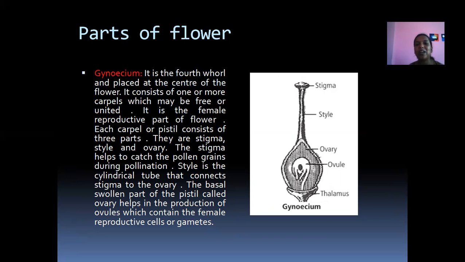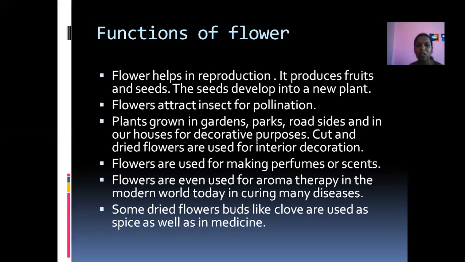These were the parts of the flower. Now we'll study the function of the flower. What does the flower do? Flowers help in reproduction. As I have already told, the flower is the reproductive organ of the plant. So it helps in reproduction. It produces fruits and seeds. The seeds develop into a new plant. Flowers attract insects for pollination.